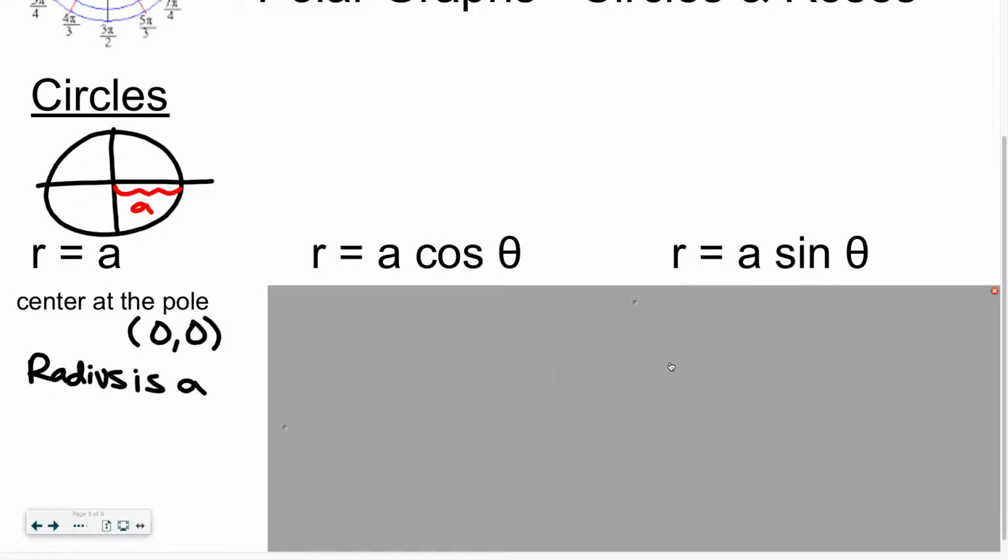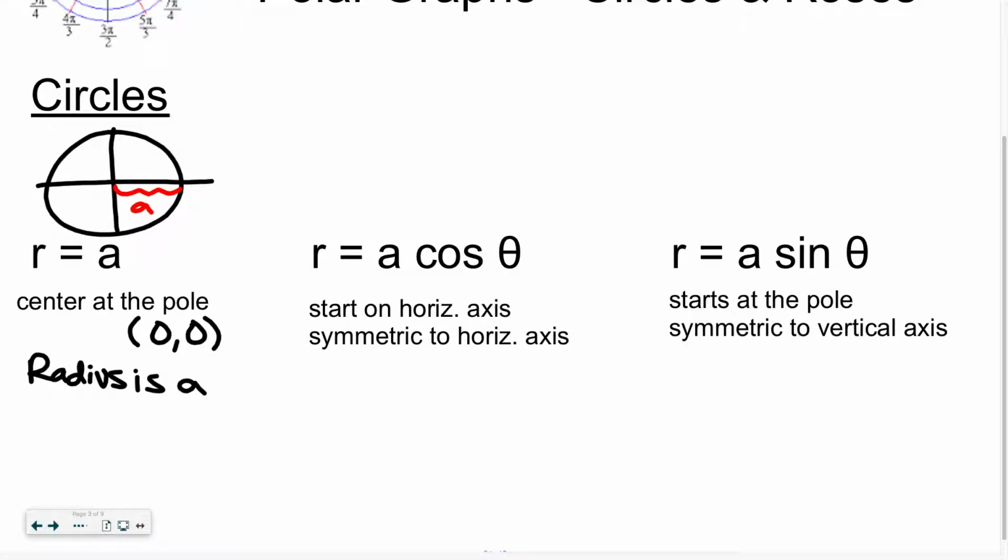So we're going to write these things down. An r equals a cosine theta graph will start on the horizontal axis and will always be symmetric to the horizontal axis. The r equals a sine theta will always start at the pole and will be symmetric to your vertical axis. Always.